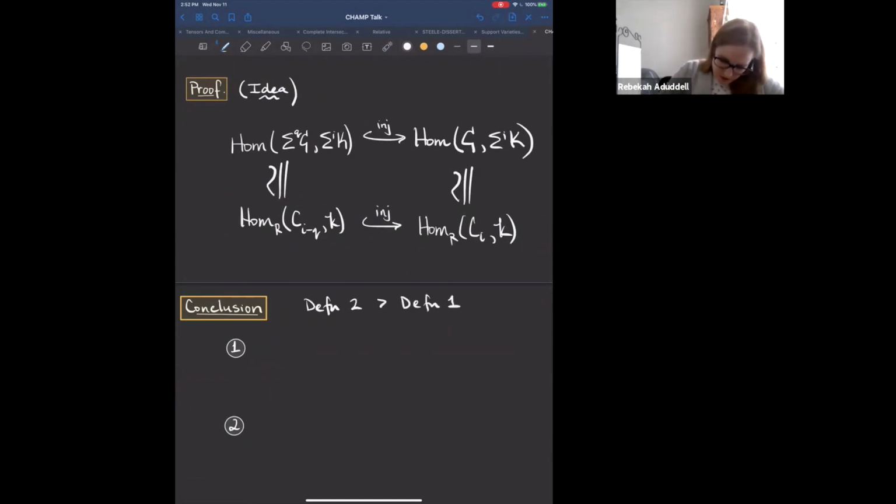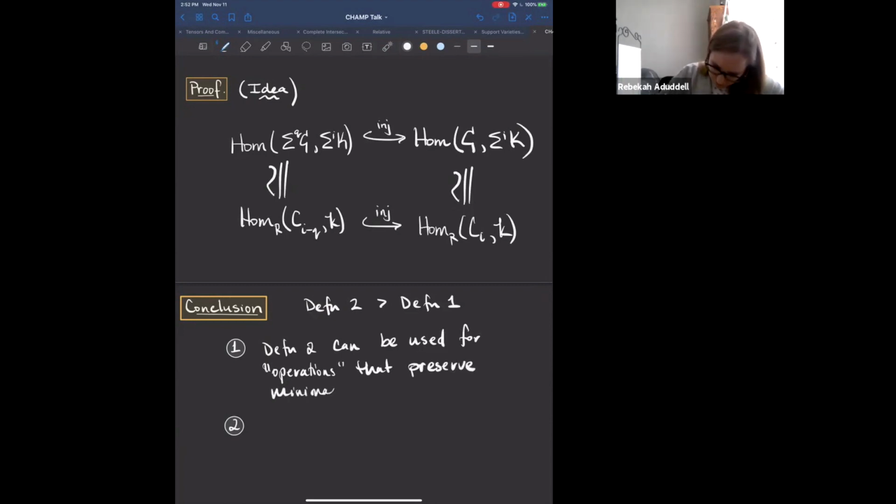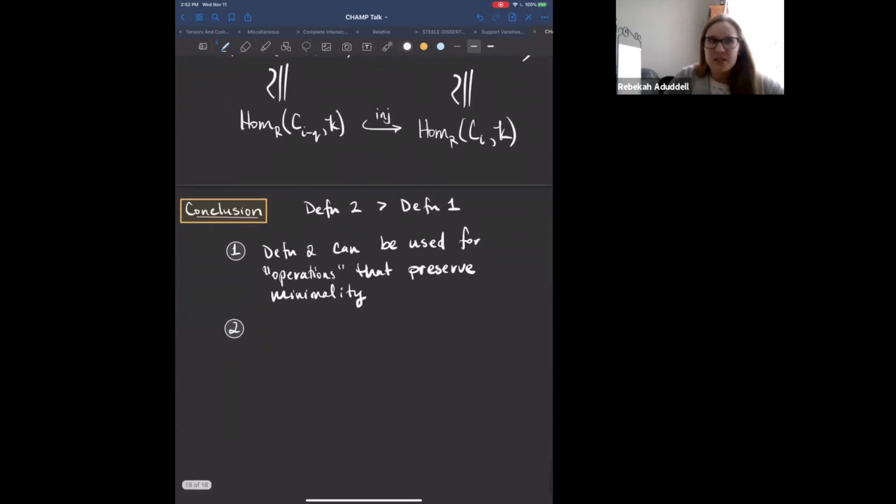The first hope, I guess I should say, is that definition 2 can be used for these kinds of operations on complexes that don't preserve minimality. And the second reason is from a more theoretical standpoint: definition 2 really acknowledges and utilizes the triangulated structure of the category we're in a little bit more.